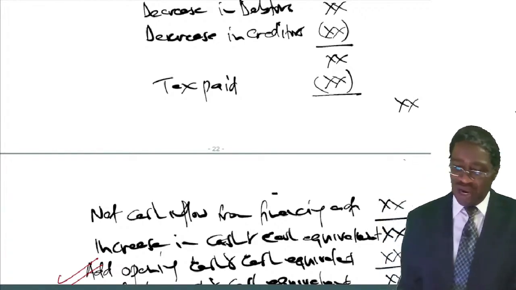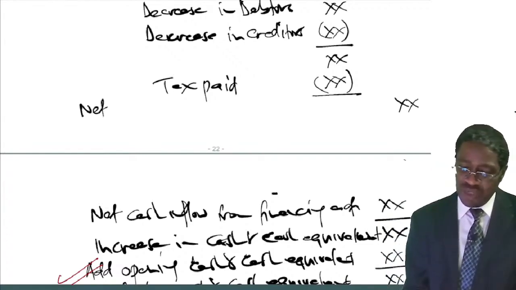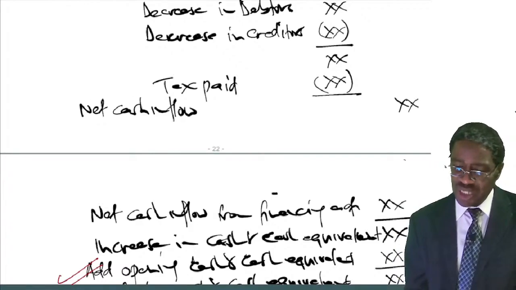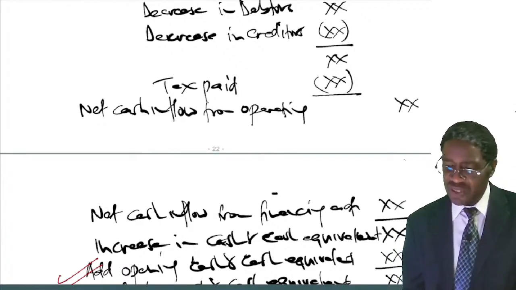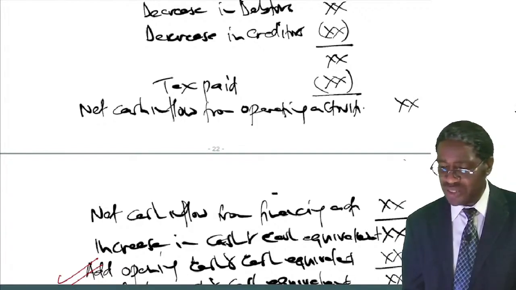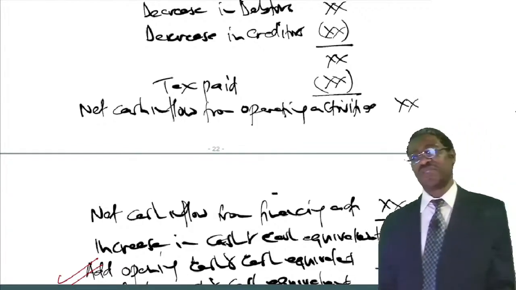Okay. For now, again, let us assume it's a positive. You call it net cash inflow. You call it net cash inflow from operating activities. Net cash inflow from operating activities. Good.